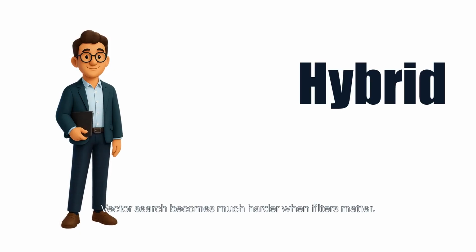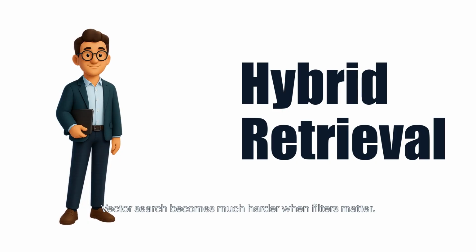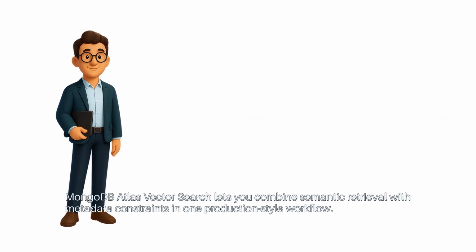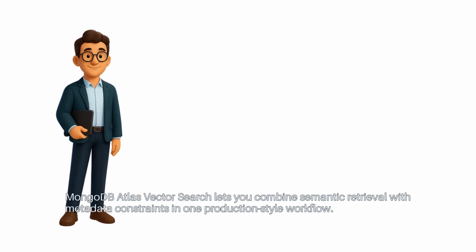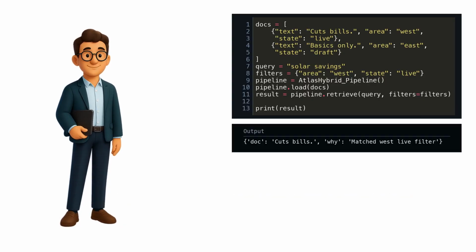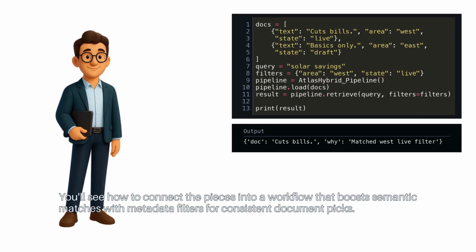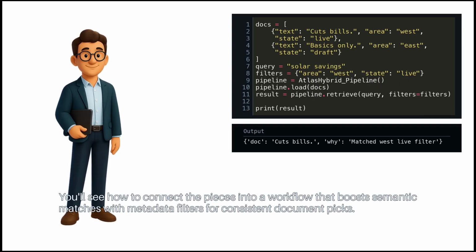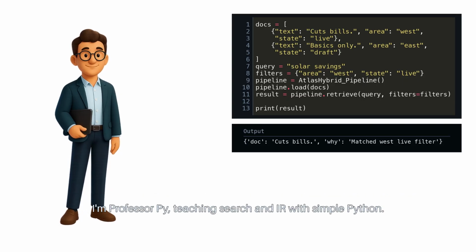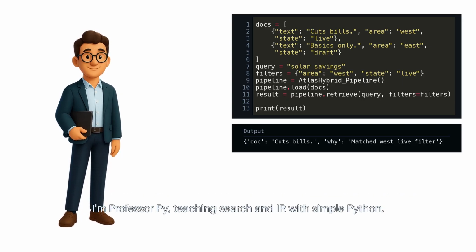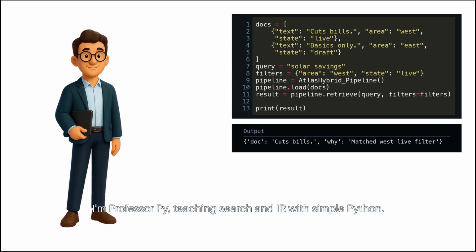Vector search becomes much harder when filters matter. MongoDB Atlas Vector Search lets you combine semantic retrieval with metadata constraints in one production-style workflow. You'll see how to connect the pieces into a workflow that boosts semantic matches with metadata filters for consistent document picks. I'm Professor Pi, teaching Search and IR with simple Python.